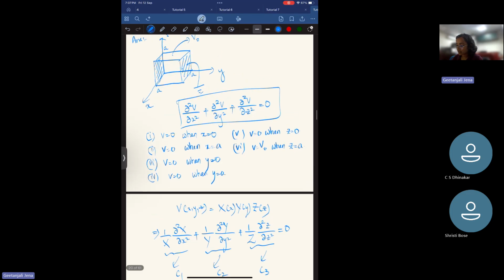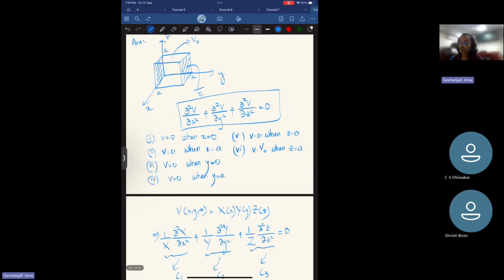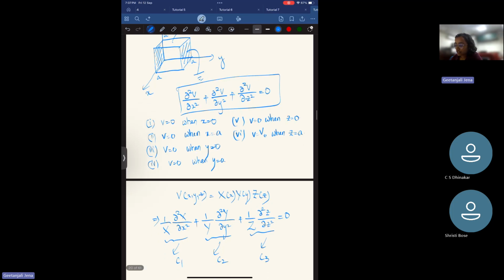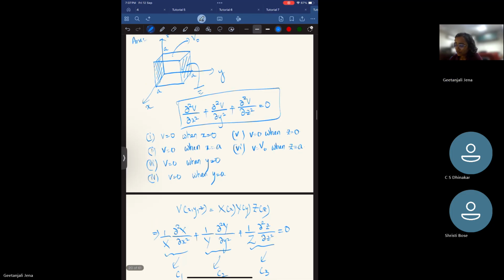We'll see why the sign is essential, because the sign determines the solution for this double differential equation. If you take a wrong sign, then you will get a wrong result. So we need to decide which of these has a positive sign and which has a negative sign. Look at the boundary conditions for x: x equal to 0 and x equal to a define the boundary of this cube in the x direction. And y equal to 0, y equal to a is the boundary in the y direction.